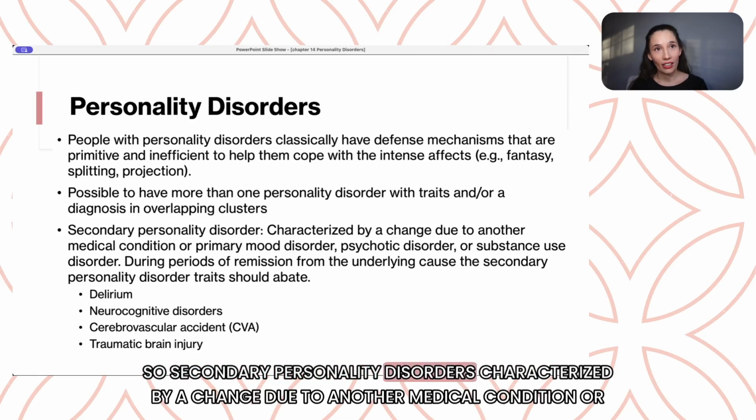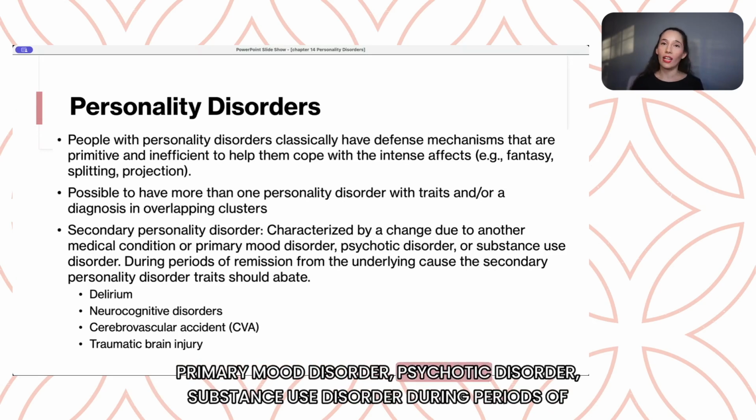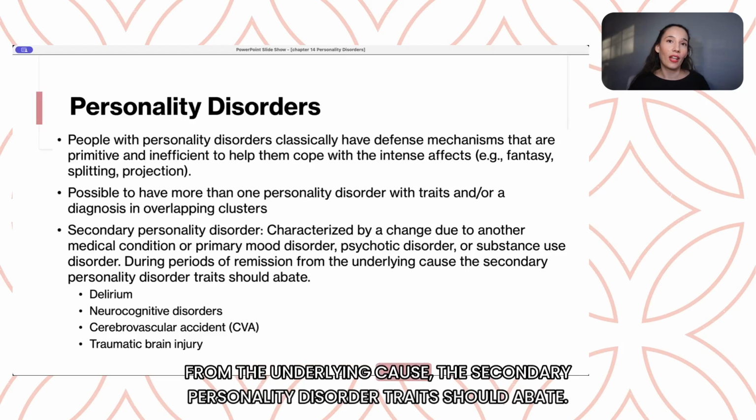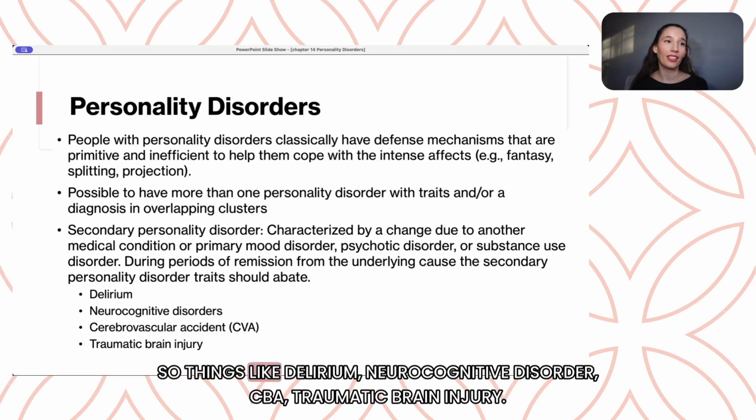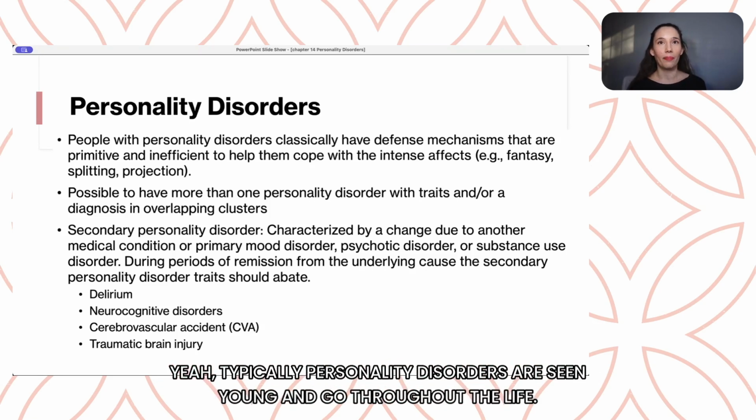So secondary personality disorder is characterized by a change due to another medical condition or primary mood disorder or psychotic disorder or substance use disorder. During periods of remission from the underlying cause, the secondary personality disorder traits should abate. So things like delirium, neurocognitive disorder, CVA, traumatic brain injury. Typically, personality disorders are seen young and go throughout life.